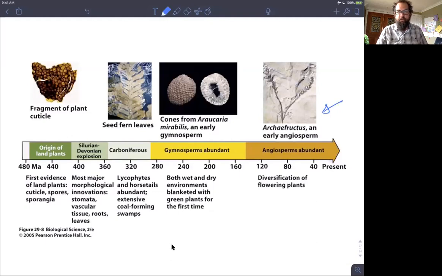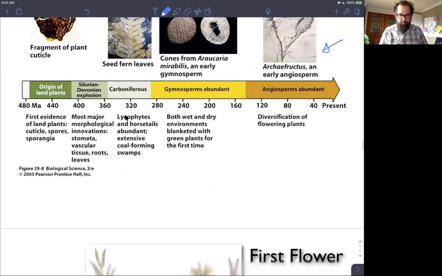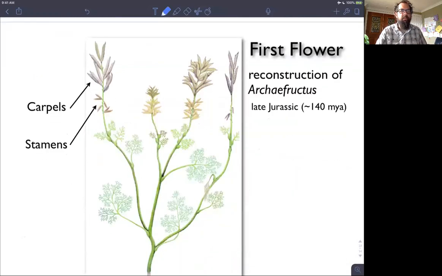But if you notice, Archaefructus has this very elongate axis. And really what that is, I'll show you a diagram, an artistic reconstruction of this first flower. What we see is that this contains carpels and stamens. There's no perianth, no petals or sepals associated with this. We have no perianth, and we just have carpels and stamens. Sorry if I said sepals. So that's on this elongated axis.